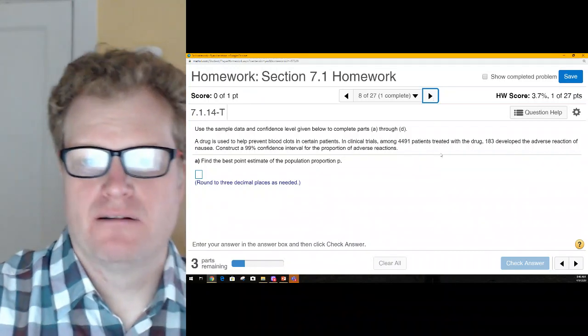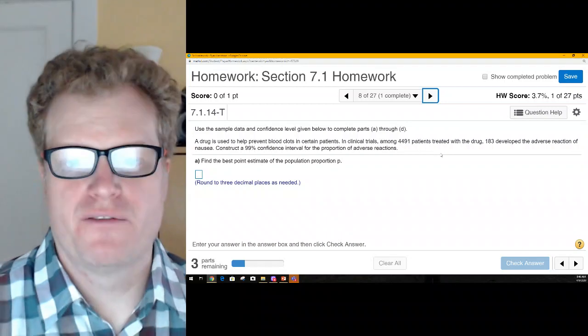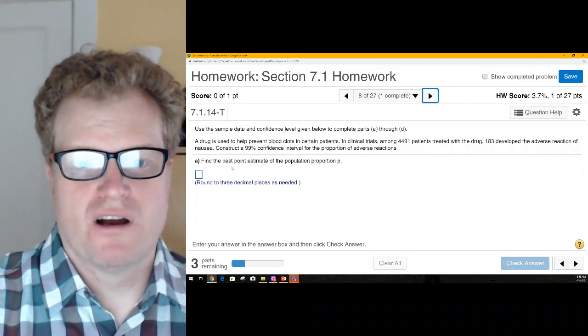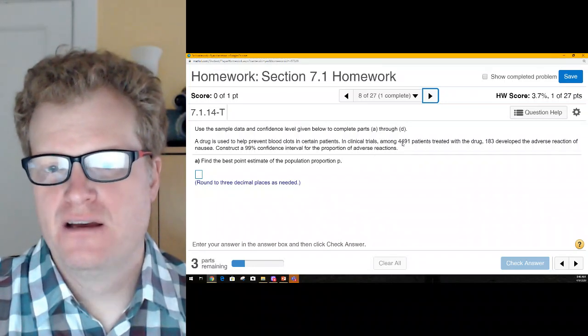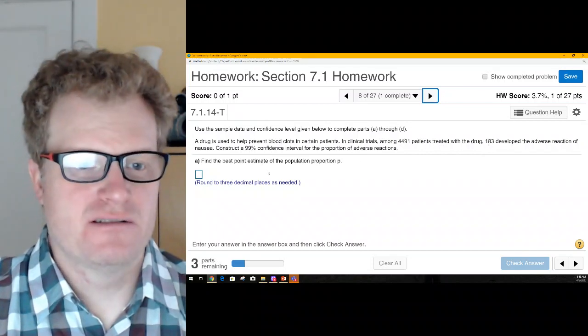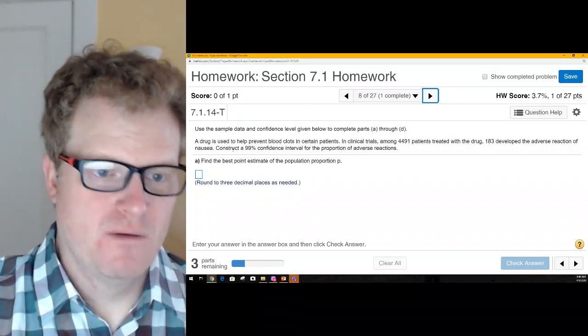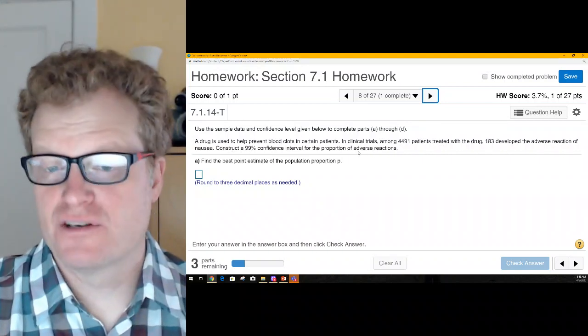All right, so now we're actually going to do a problem with a confidence interval. We have this drug used to help prevent blood clots in certain patients in clinical trials. We have 4,491 patients treated with the drug. 183 developed an adverse reaction of nausea. We want to construct a 99% confidence interval for the proportion of adverse reactions.